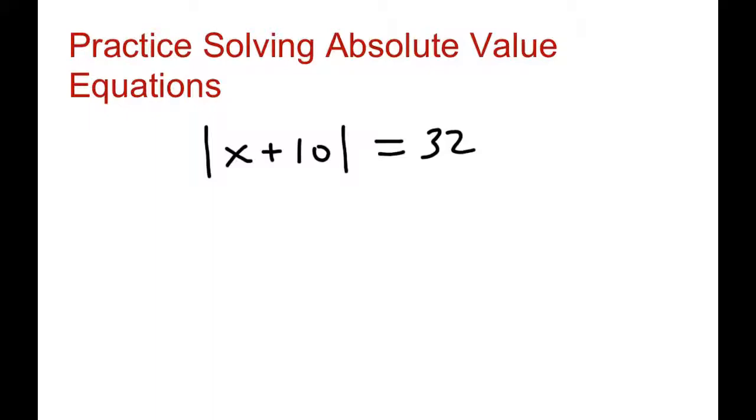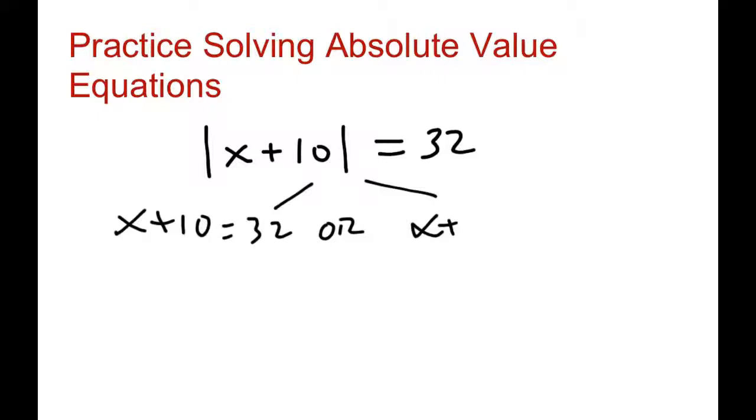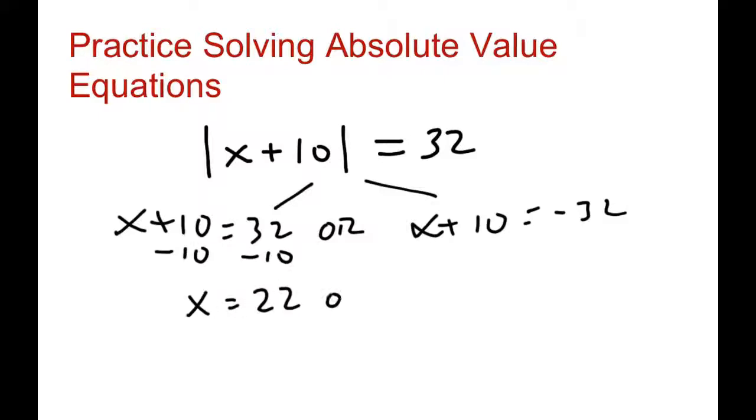Alright, the absolute value of x plus 10 equals 32. We know we're going to break this up into two parts. x plus 10 equals 32, or x plus 10 equals negative 32. Inverse operation, subtract 10 on both sides. x equals 22, or, because we're always going to get two solutions, subtract 10 on both sides, x equals negative 42.